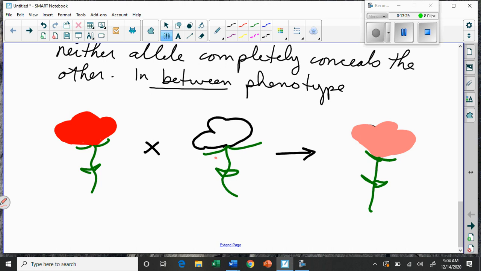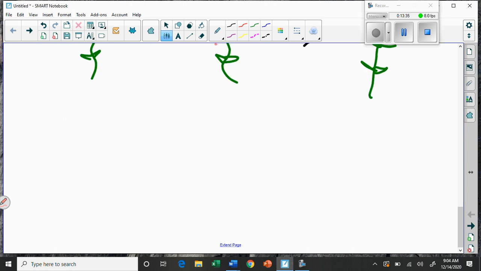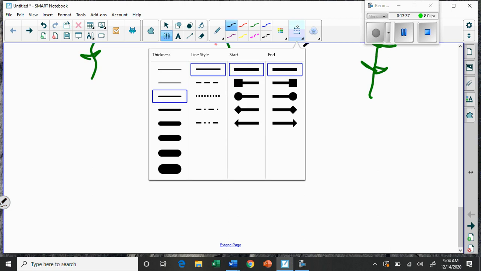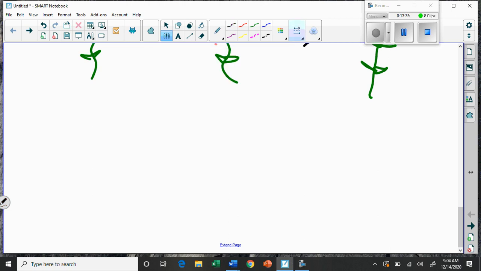So we need a way of describing this. So we use a slightly different notation for this incomplete dominance, because we can't use a capital and small, because both of these are the same. So what we do here is for the red flower, we color and we put an R on the top like an exponent, a superscript. And this would be a white flower, like this.